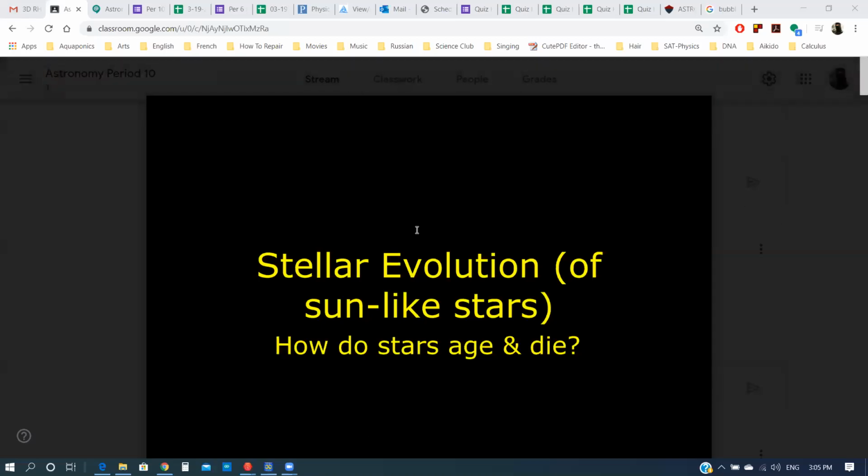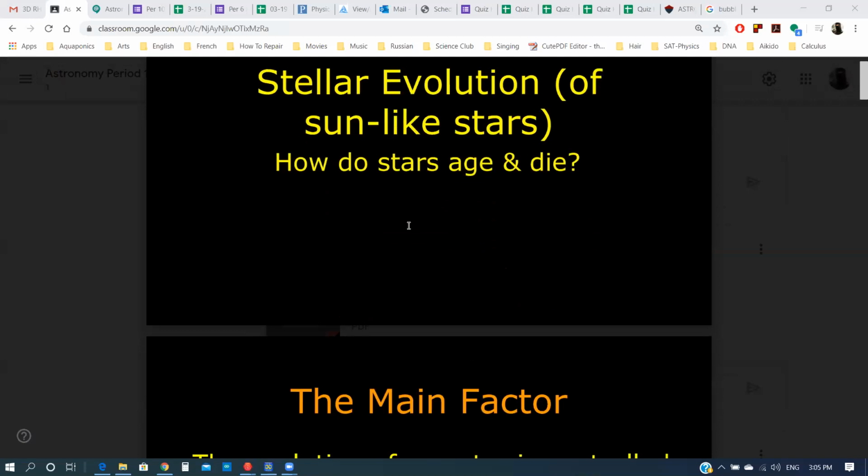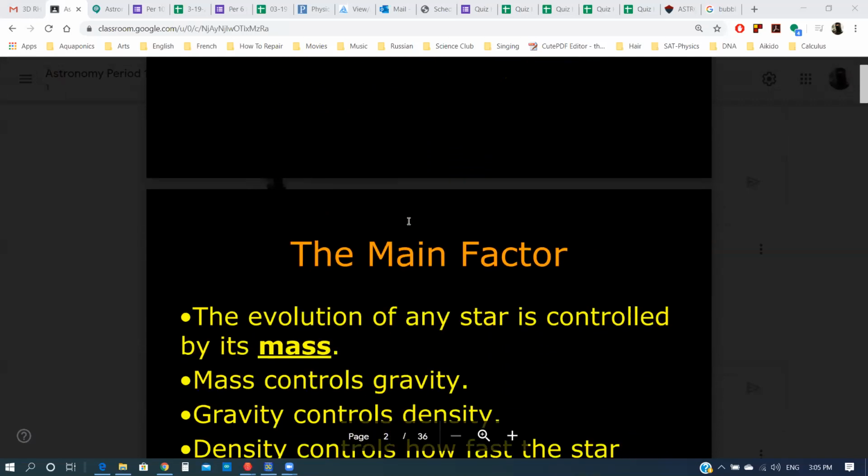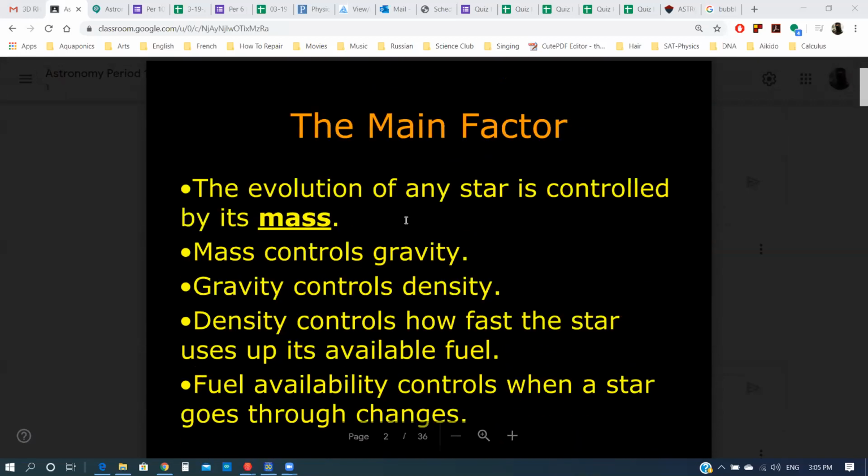in the presentation. So we talked about stars like our sun, how they evolve, and I'm just going to go quickly over the slides. So the main factor in the evolution of any star is the mass, which controls gravity. Gravity controls density of the hydrogen in the core. That in turn controls how quickly, how frequently particles will accelerate, collide, and be able to react, fuse together.